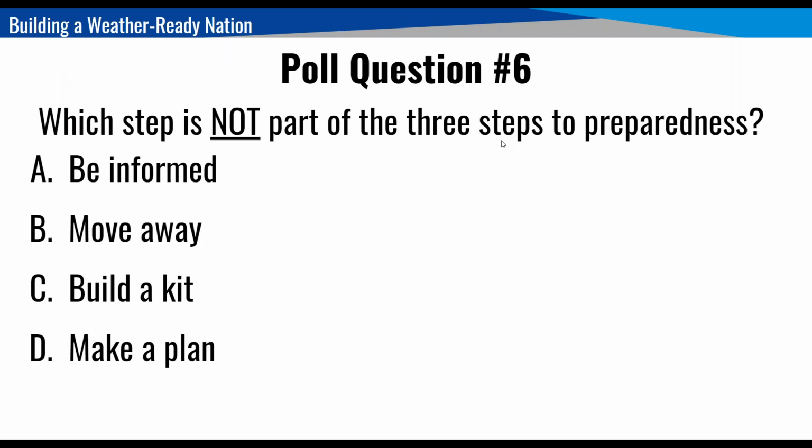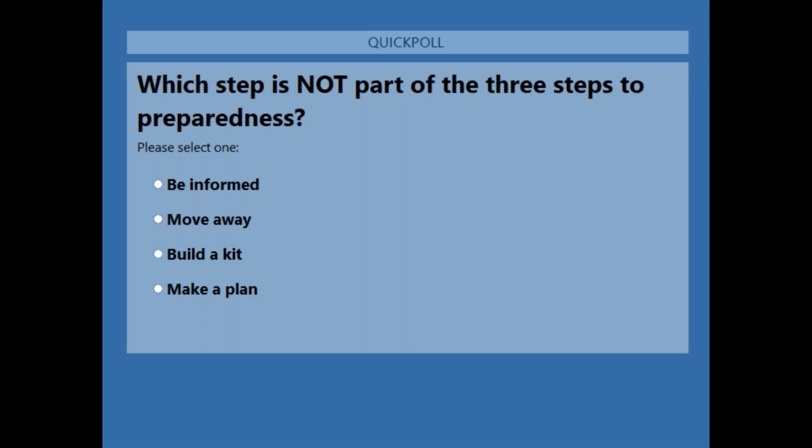So that brings us to poll question number 6. Which step is not part of the 3 steps to preparedness? Is it A, being informed, B, moving away, C, building a kit, or D, making a plan?